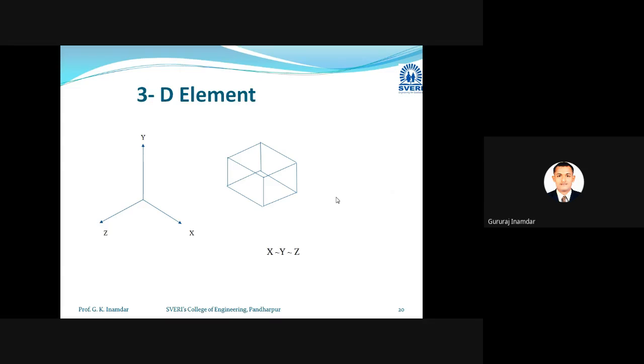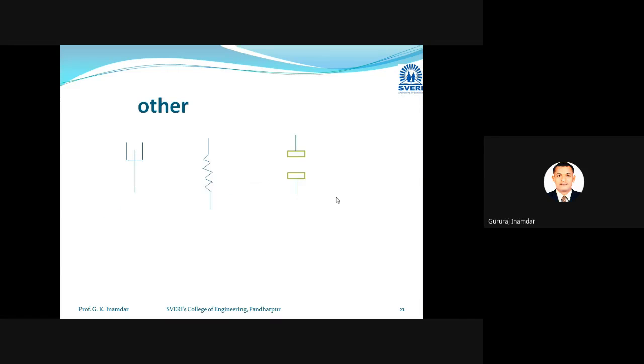So, types of elements: a 1D element is, for example, a damper, a spring. Here there is also a piston cylinder arrangement for the notation. For the scientific notation, different types of elements are there. These are included in the other elements.